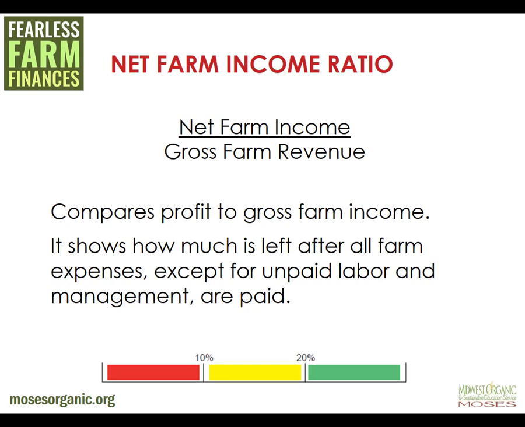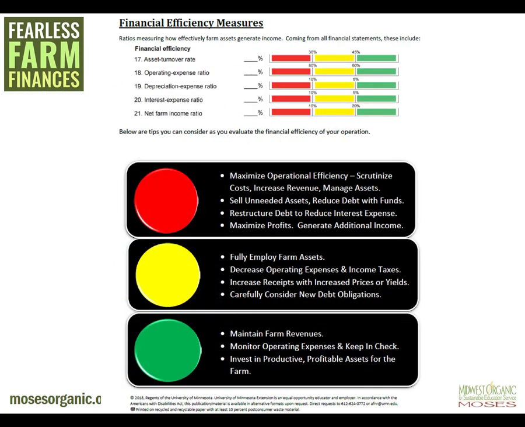So in terms of a measurement, if we're 20% or greater, we're doing well. If we're 10 to 20%, we're okay. And if we're less than 10%, we're very vulnerable.